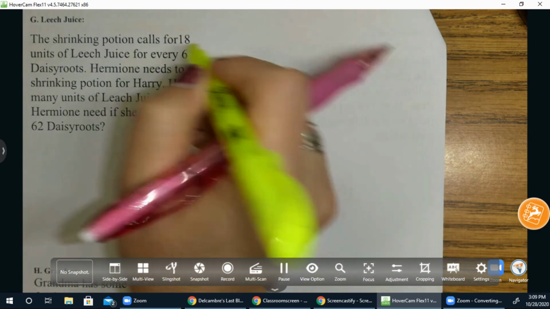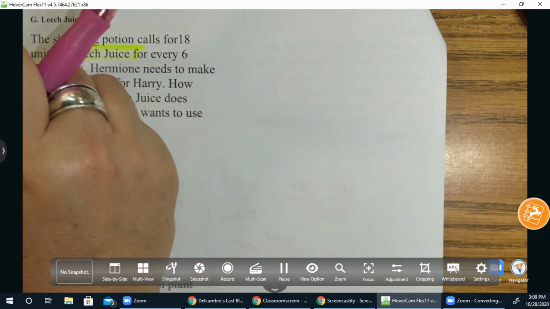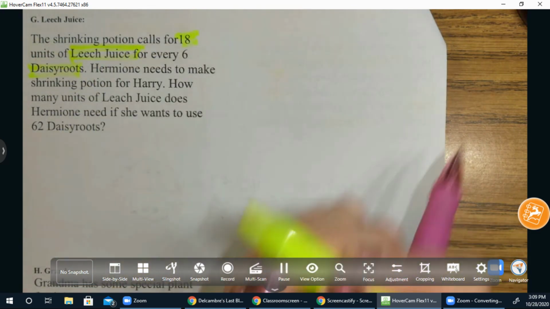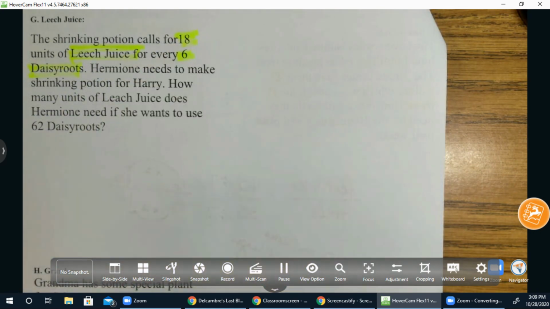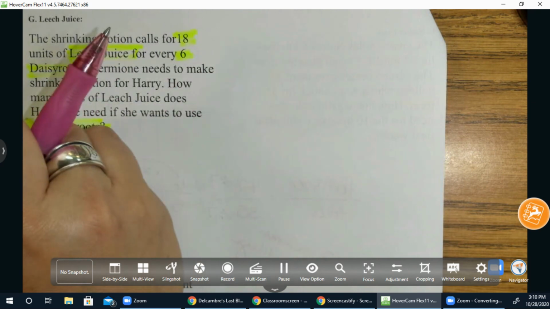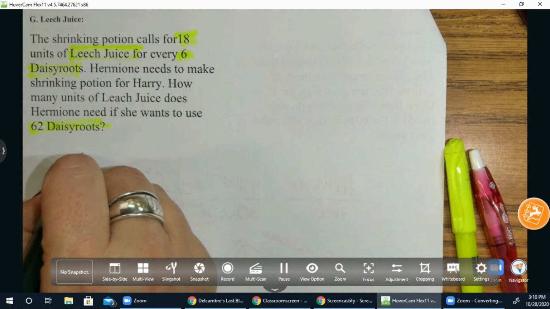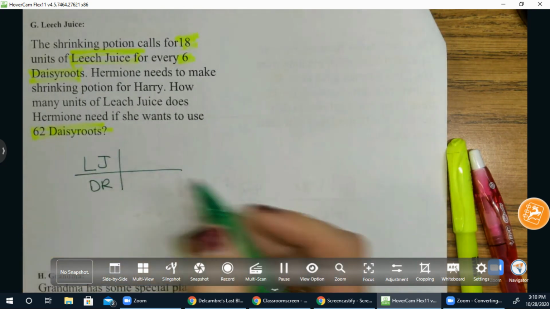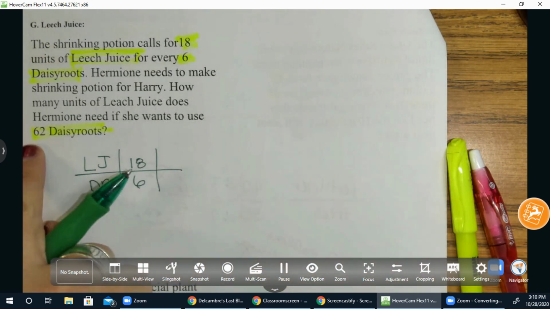Okay, so we're comparing our leech juice and our daisy roots. Okay, I know for a fact I need 18 leech juices for 6 daisy roots. But what if I have 62 daisy roots? Okay, so let's set it up. I'm over here, and I'm comparing leech juice, so I'm just going to abbreviate, and daisy roots. I know that I have 18 leech juices for 6 daisy roots. Okay, but I got to get to 62.